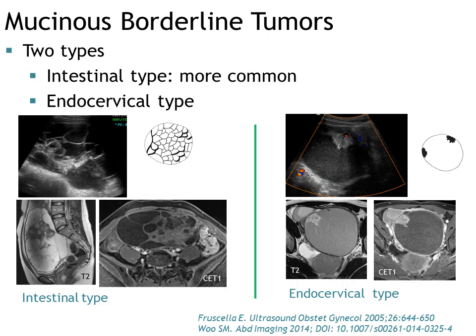There are two pathologic subtypes in mucinous borderline tumors, more common intestinal type and less common endocervical type. These two subtypes have different imaging patterns. Intestinal type has this pattern, multilocular cystic pattern with slightly thick and irregular septa, while endocervical type has the same imaging pattern of serous borderline tumors, unilocular cyst with papillary mural nodules.